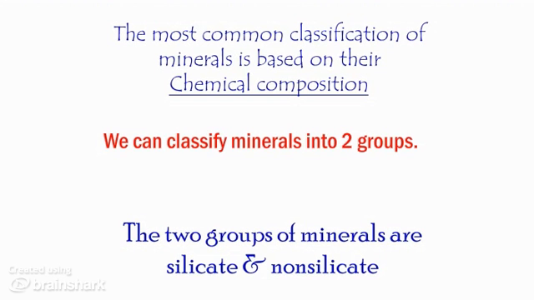Minerals are classified based on what they're made of, based on their chemical composition. That word composition simply means what something is made of. We can put minerals into two groups. All minerals will fall into one of these two groups. They are either a silicate or non-silicate.